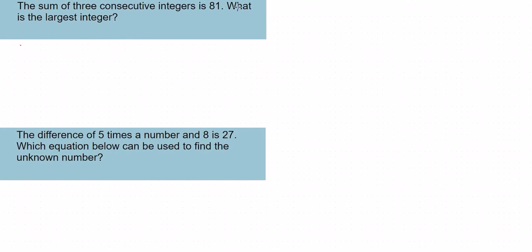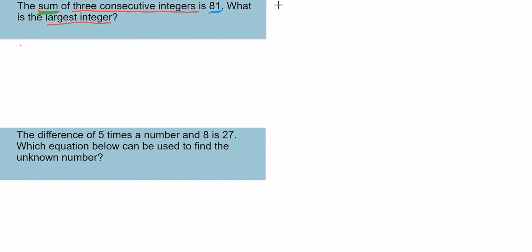So the first thing you need to know, this first one says the sum of three consecutive integers is 81. What is the largest integer? Okay, so it's looking for the largest integer and it's looking for three consecutive integers and their sum. So let's actually go ahead and do that. We're going to do the sum, we're going to do that one in green, is going to be 81.